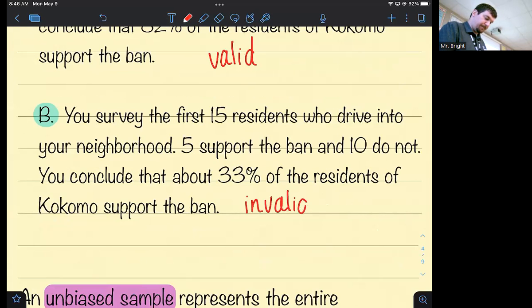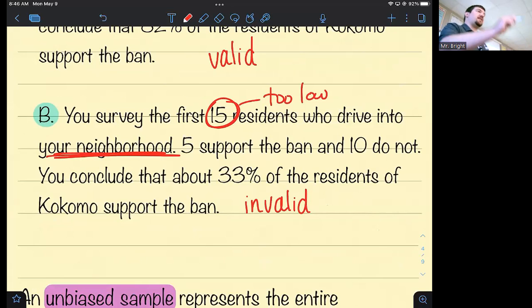Shout it out. They drive into your neighborhood, they live with you, your neighborhood. And also, there's not very many. Too low. You're asking more people in your survey project out of 88 people. This is supposed to be the entire resident population of the town of Kokomo, right?